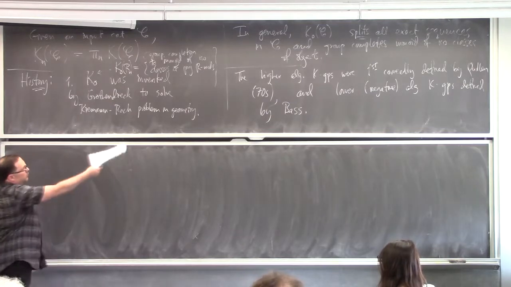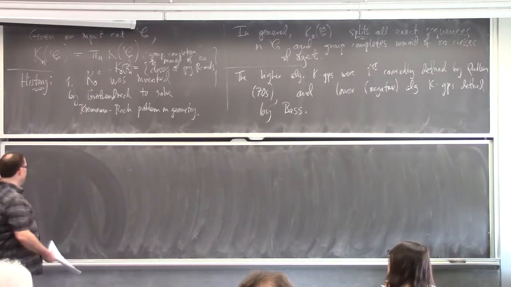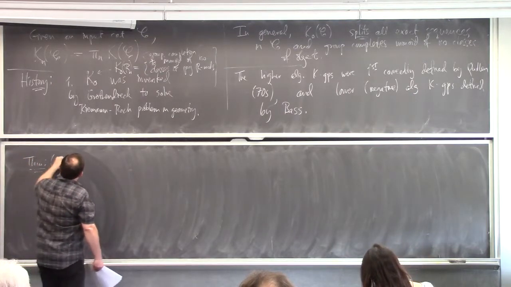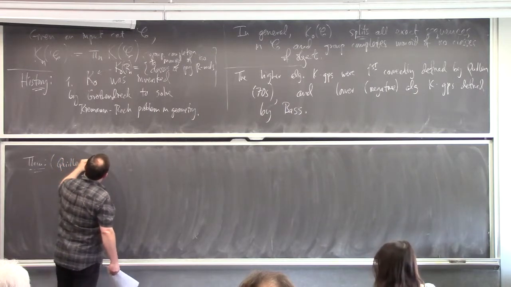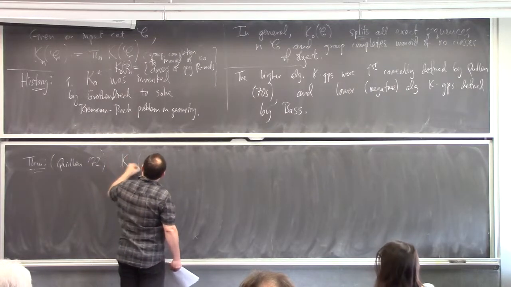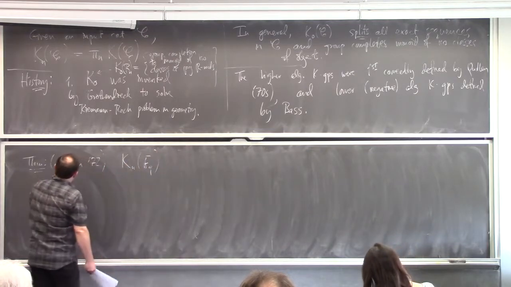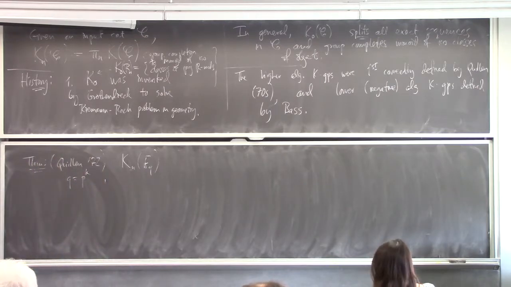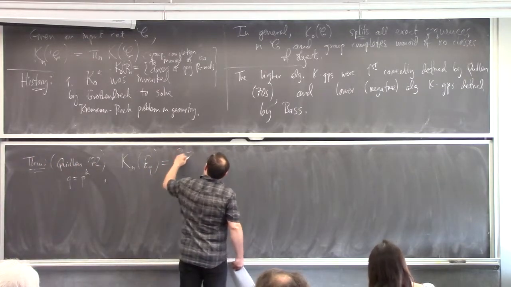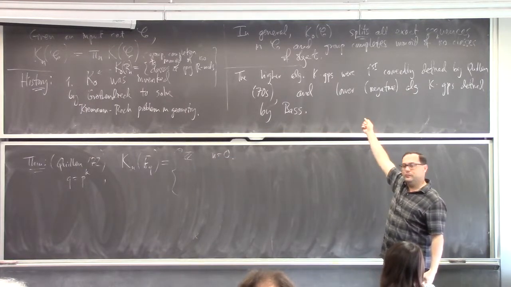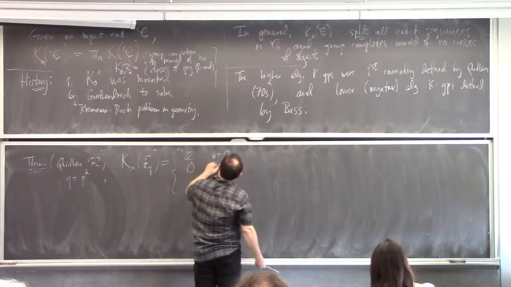So, even before Quillen managed this definition, he computed the following theorem from '72. If you put Kn of Fq, let's say q is p to the k, the finite field of order p to the k, then this is Z if n is 0. You can compute that from what I already told you. It's 0 if n is less than 0.